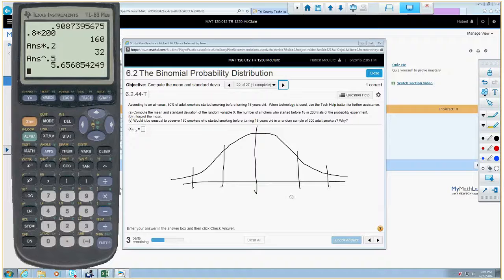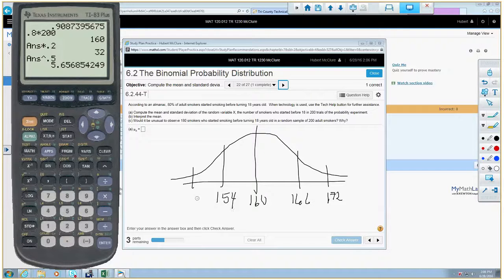Well, what goes in the middle? That's not rhetorical. I'm asking y'all. Mean. Thank you. So what's our mean? 160. And our standard deviation is what? 6. So that'd be 166. And 172. And 160 minus 6 is 154.